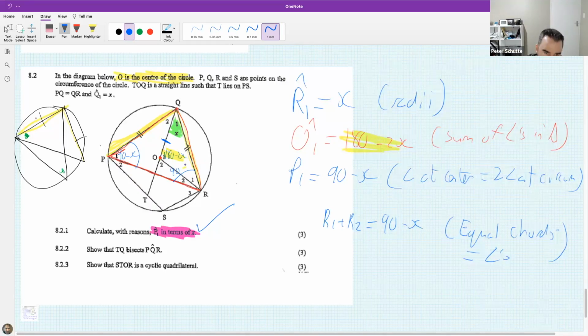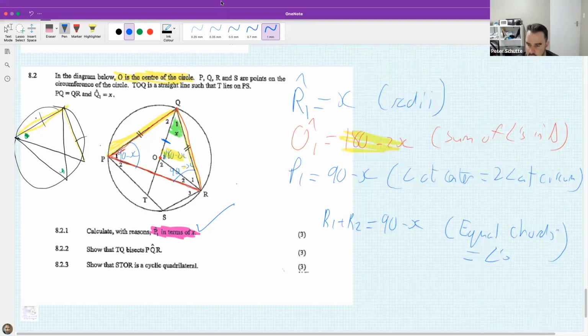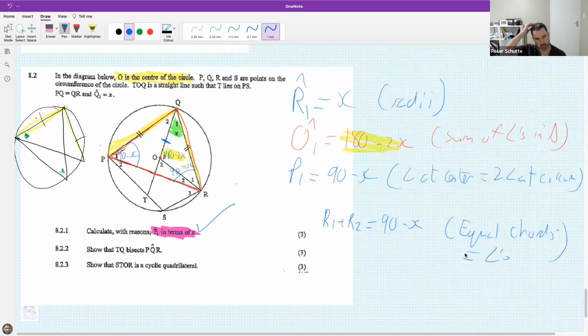Toboko, I'll come to you right now. Is your hand up, Toboko? Let's have a look. Can we unmute Toboko? How are we going to find this angle Q2 using what we've done so far?